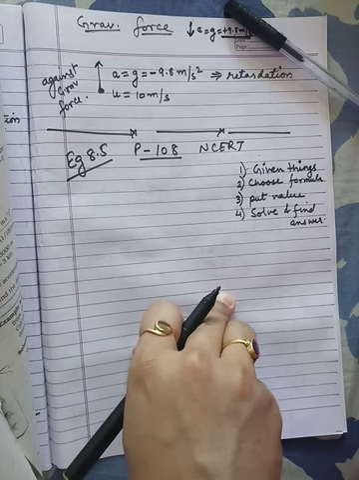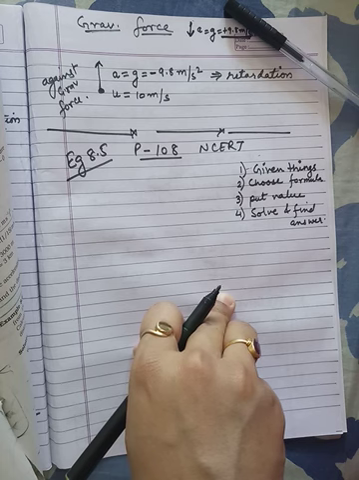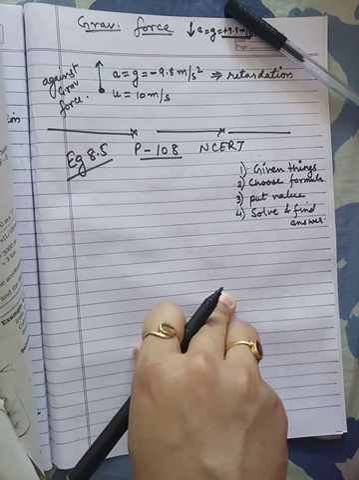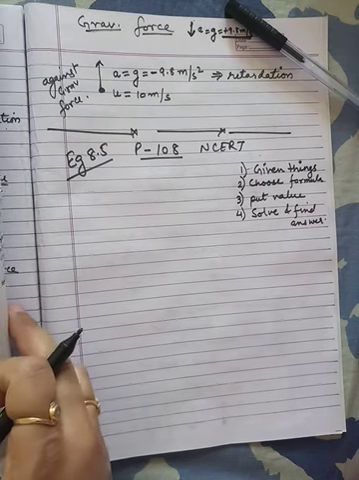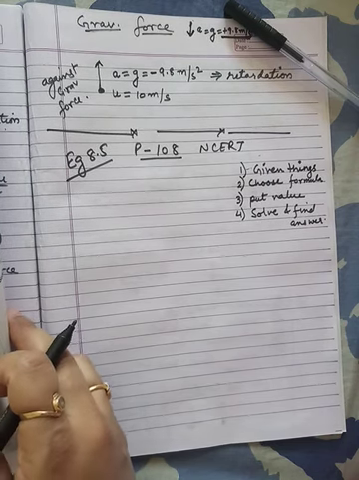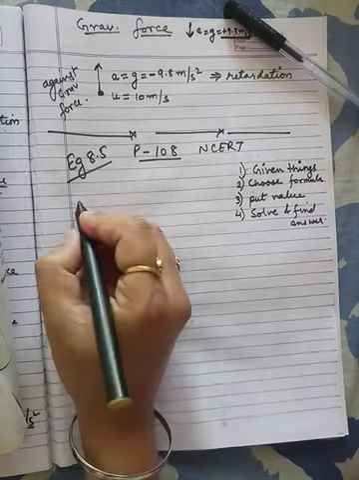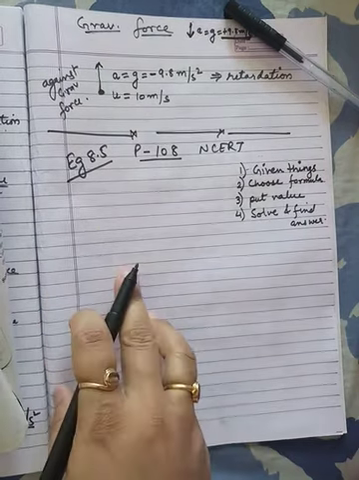Numericals are very scoring always, so we must master it. It is just like mathematics, so it becomes very scoring. Each and every step is important. So first of all, we have to understand the question.